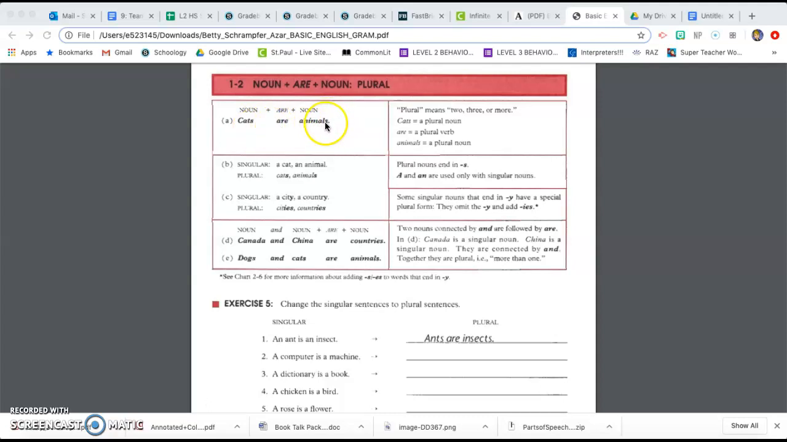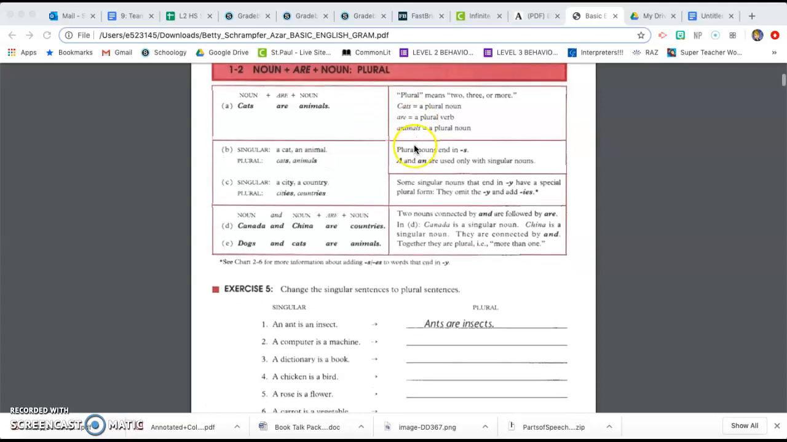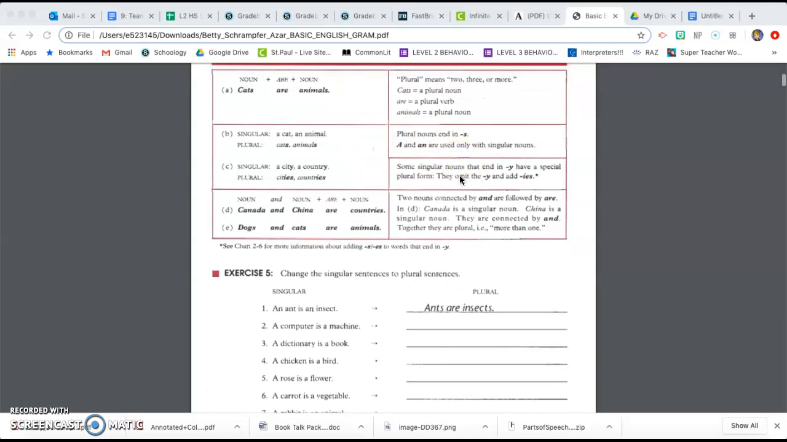Cats are animals. Cat are animal? No good. Cats is animals? No good. Cats are animals is the correct way to say this plural sentence. Plural nouns end in an S. We only use a and an with singular nouns. So today we will not be using a and an.